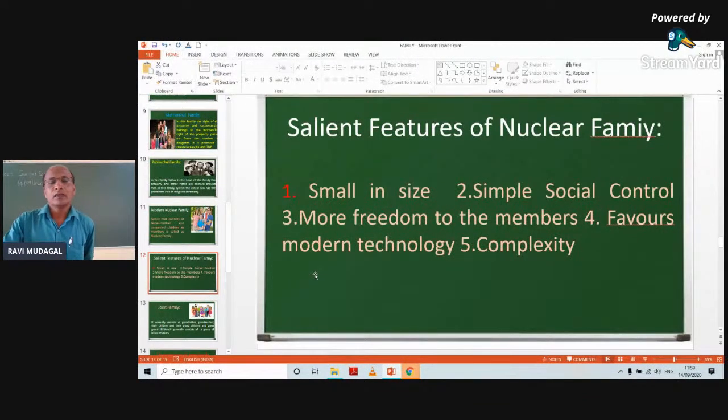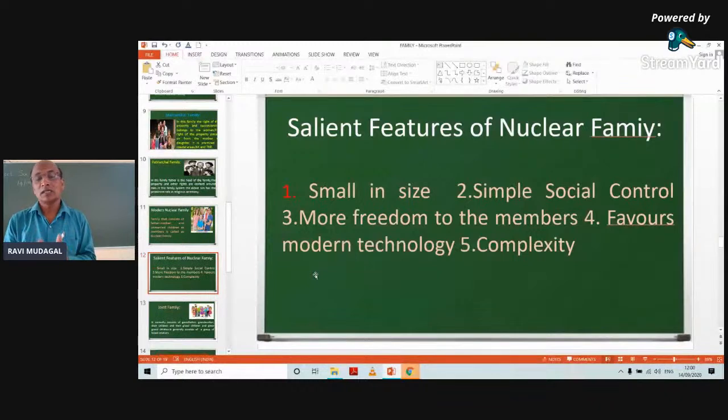Dear students, now let us study about silent features of nuclear family. What are the characteristics of nuclear family? How do you, dear children, identify this is a nuclear family, this is a joint family? I mean divided family, undivided family. On what basis do you identify this is a nuclear family, this is a joint family? On the basis of the characteristics, we can judge.